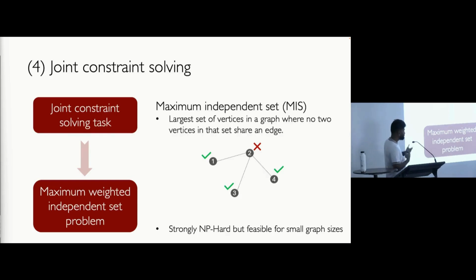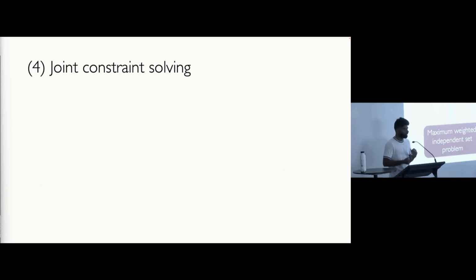So what's a maximum independent set? It's the largest set of vertices in a graph where no 2 vertices in that set share an edge. So we're trying to find such a set from a graph that we can form. In this case, 1, 3, and 4 form such a set. This is a strongly NP-hard problem, but it's feasible for small graph sizes.